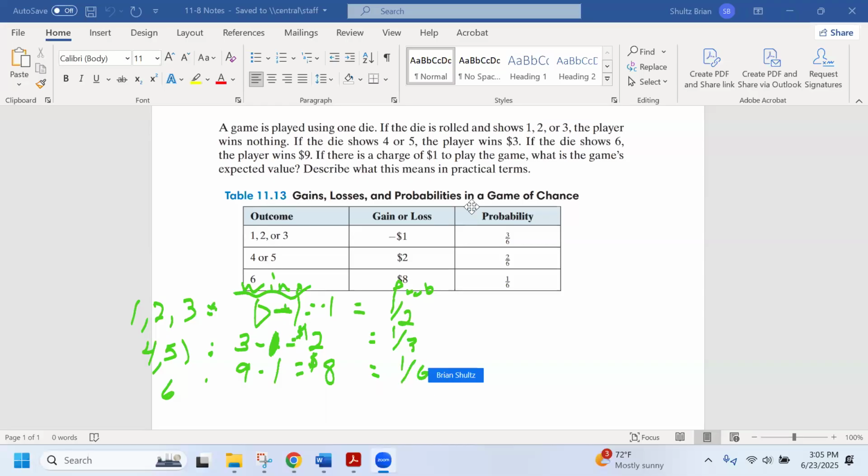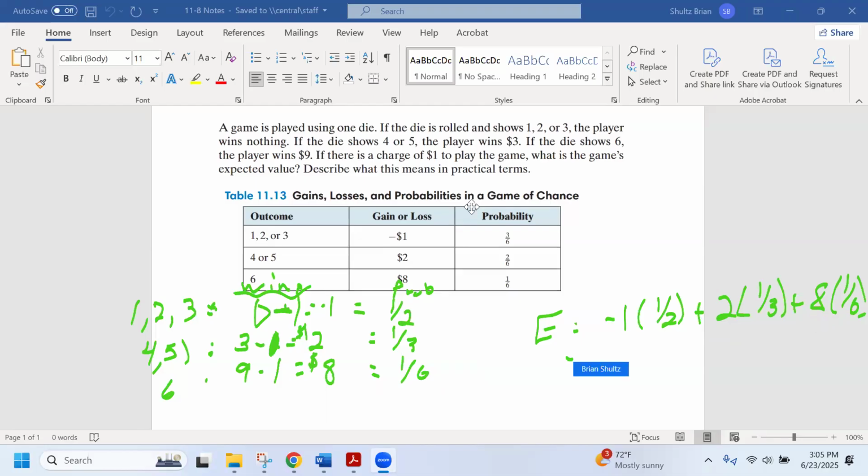The expected value, E. Well, I have -1 times 1/2 plus 2 times 1/3 plus 8 times 1/6. That is -1/2 plus 2/3 plus 4/3.